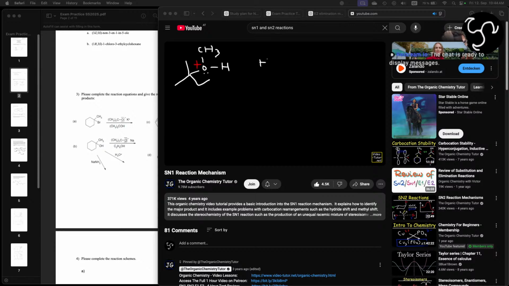Now the next step is deprotonation. So we're going to use another solvent molecule to act as a base, removing a proton. And so our final answer is an ether.